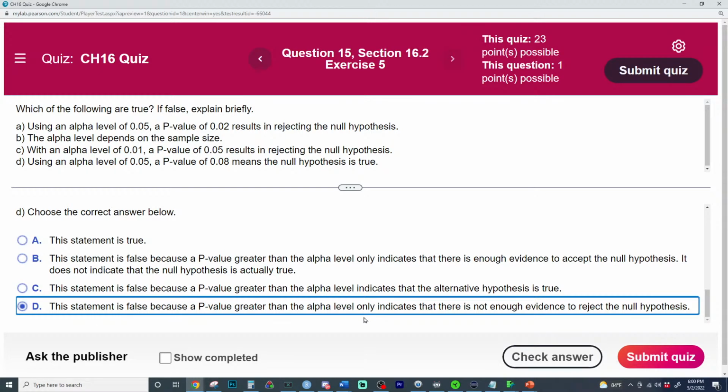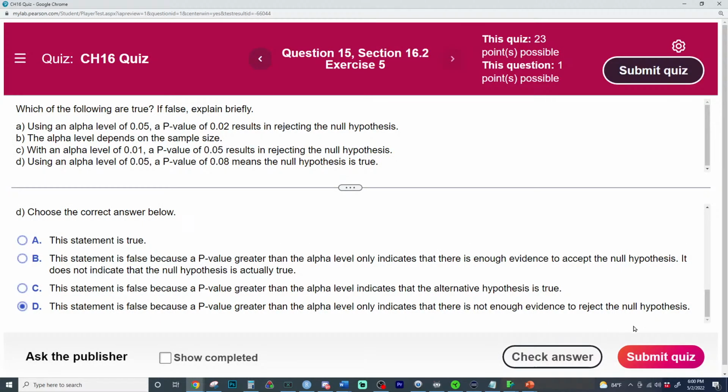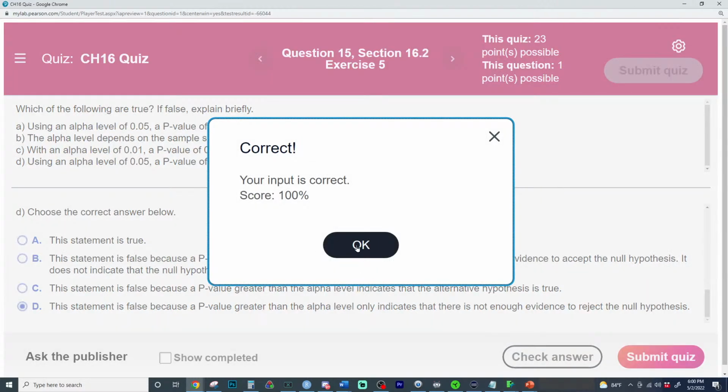This statement is false. A p-value greater than the alpha level only indicates there was not enough evidence to reject the null hypothesis. Oh, wait. Cancel. Mubot, you're supposed to tell me not to do that.